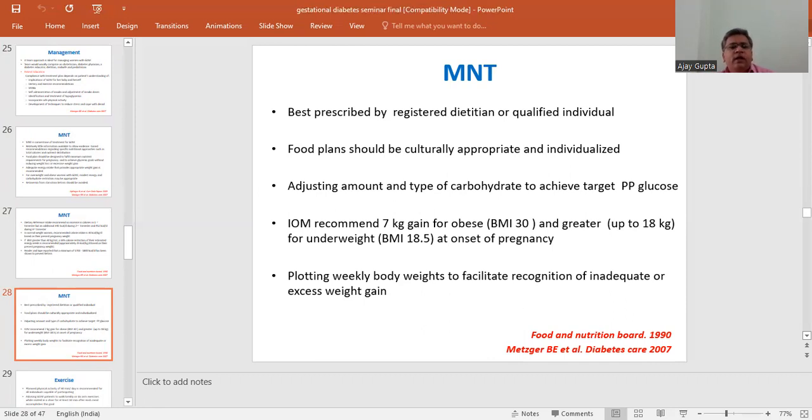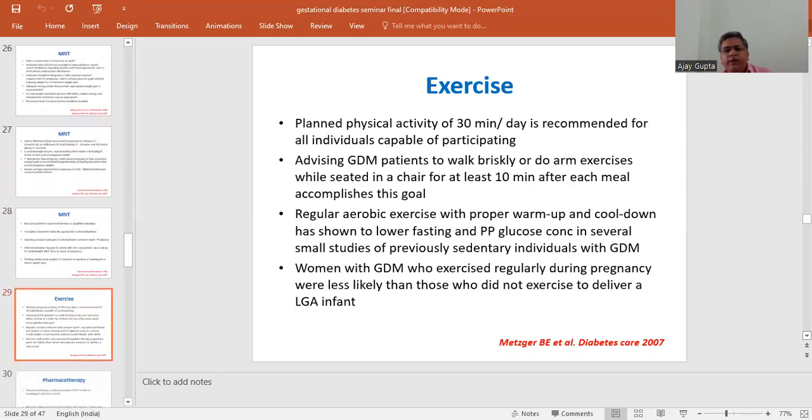The amount and type of carbohydrate should be adjusted to achieve the target postprandial glucose level. The Institute of Medicine recommended a gain of 7 kilograms in obese patients, those who have a BMI of 30 and greater, and up to 18 kilograms for those patients who are underweight, those who have a BMI of less than 18.5 at the onset of pregnancy. Plotting weekly body weight helps to recognize inadequate or excess weight gain. So definitely it is important that medical nutrition therapy should be adequate to prevent any complication in the GDM patient population.